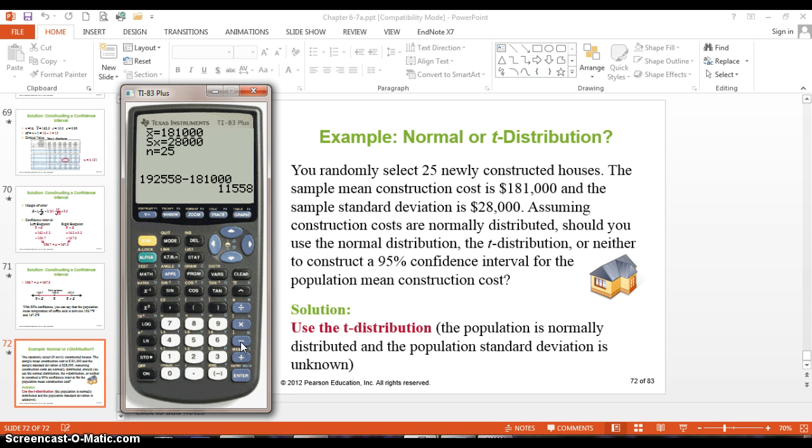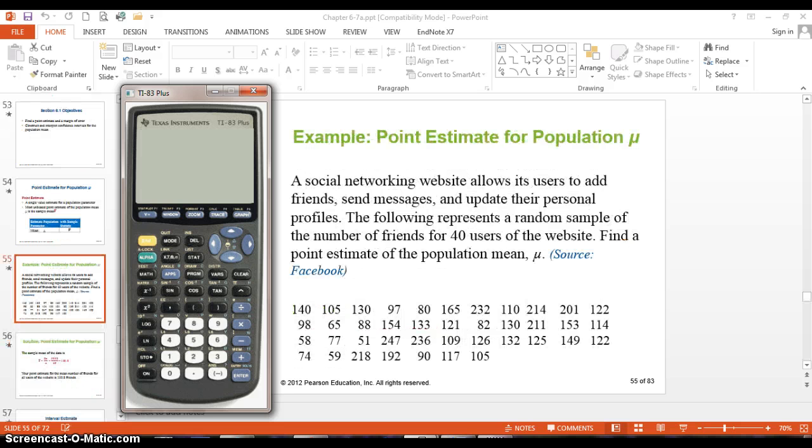Now, what would happen if we were dealing with raw data, like the social networking example? How would we do that in the graphing calculator? Let me switch to that slide and I'll show you in just a second. So here's that social networking example from earlier. Let's just say we want to make a 90% confidence interval to estimate the population mean number of friends that people have on Facebook. We have the raw data here. We don't have the mean. We don't have the standard deviation for the sample either.